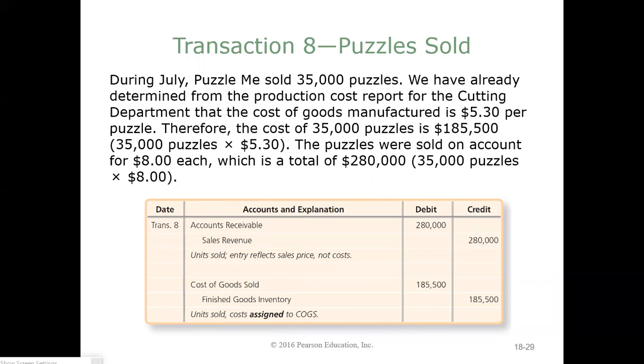And then there's going to be the cost entry, which is always cost of goods sold on the debit side and finished goods inventory, because they're moving out of finished goods inventory to the customer, right? Which was the $185,500, which was 35,000 times our cost of $5.30 each. Okay. Now, lest you say, man, they're making bank on those puzzles, remember, this is just going to give us our gross profit, right? They're still going to have all their selling and administrative expenses to cover.